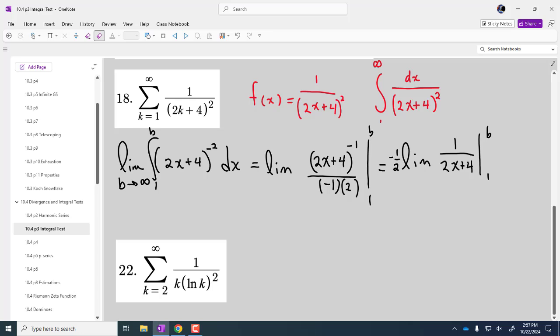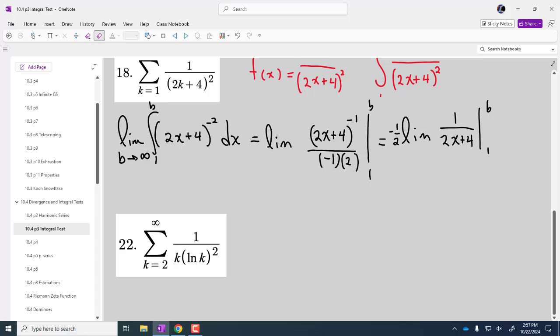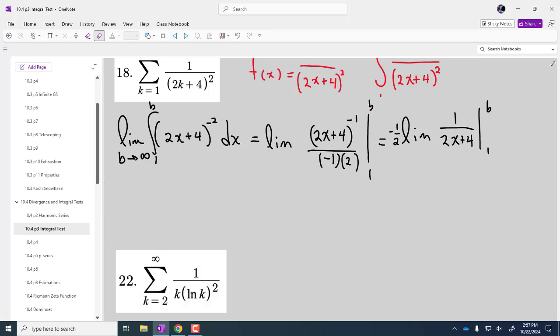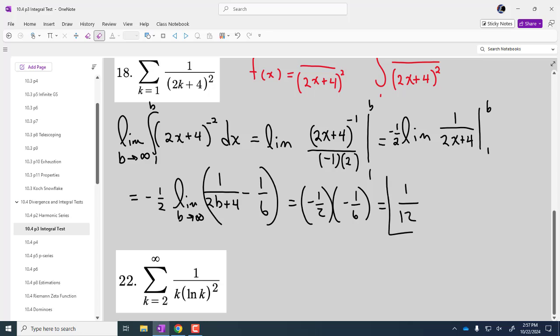Then we just evaluate at b, evaluate at 1, and then take the limit. So let's do that. Okay, so we have -1/2, limit as b goes to infinity of 1 over 2b plus 4 minus 1 over 6. And what is that limit? -1/6. So that limit is -1 over 6. So we get a total of 1/12.